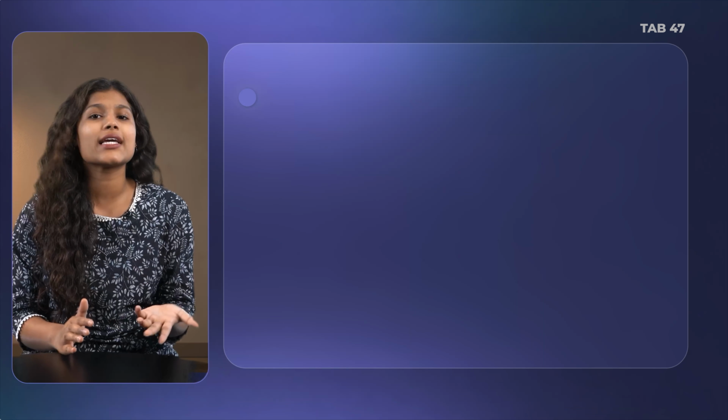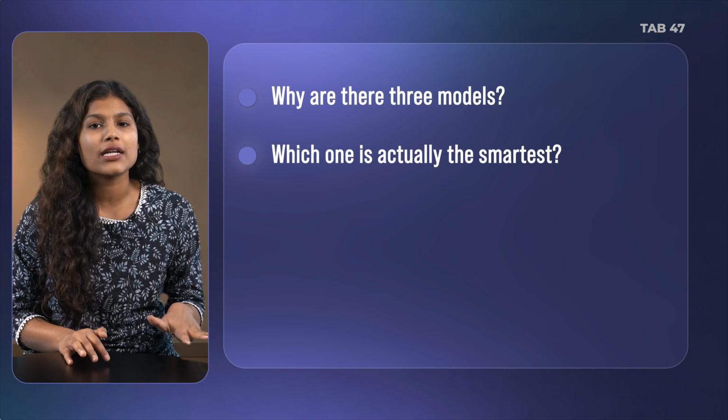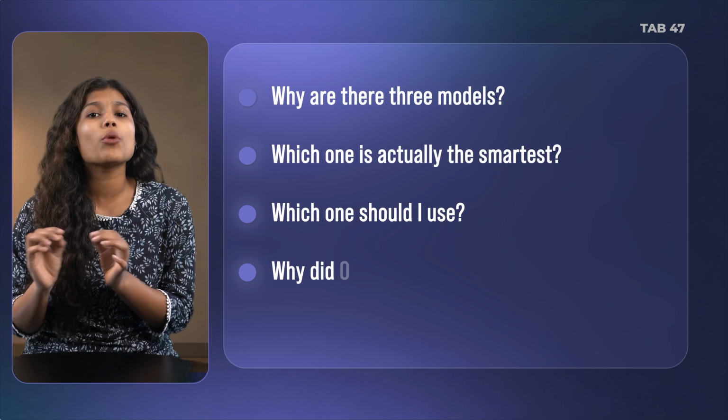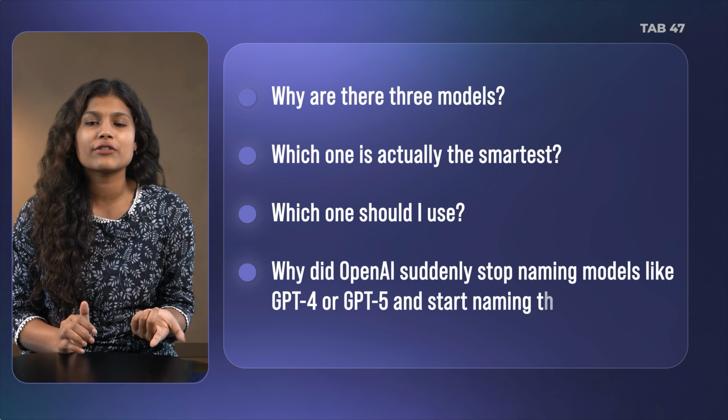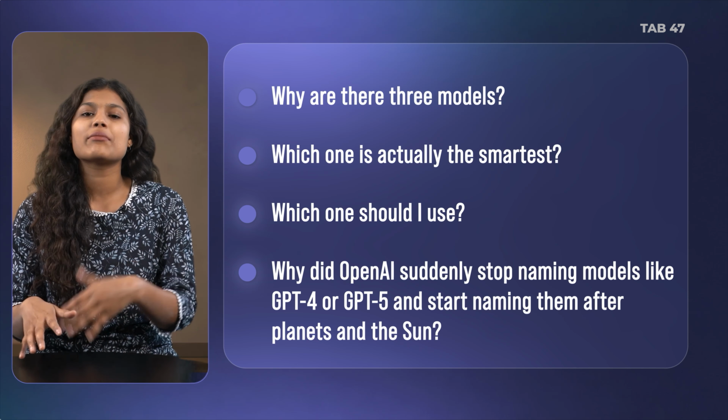And if you're like most people, your first question was probably, why are there three models? Which one is actually the smartest? Which one should I use? And why did OpenAI suddenly stop naming models like GPT-4 or GPT-5 and start naming them after planets and the sun?